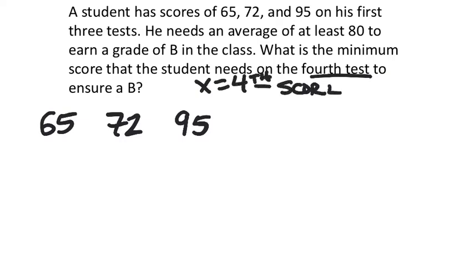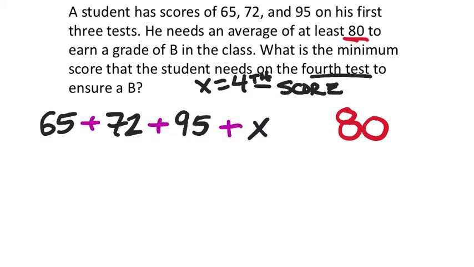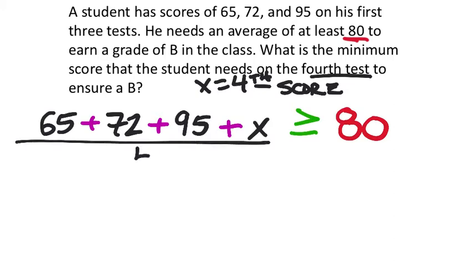I'll just put fourth score. But X is the fourth score. And since we know that the average needs to be 80, we're comparing this with 80. If we were to take these and add them together, that still wouldn't be a comparison with 80, because we want this to be greater than, it could be equal to 80, right? This is not a complete inequality because it's an average, which means that you're going to have to take all 4 of those scores and divide by 4.